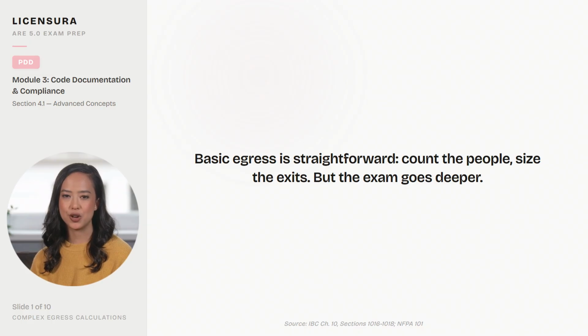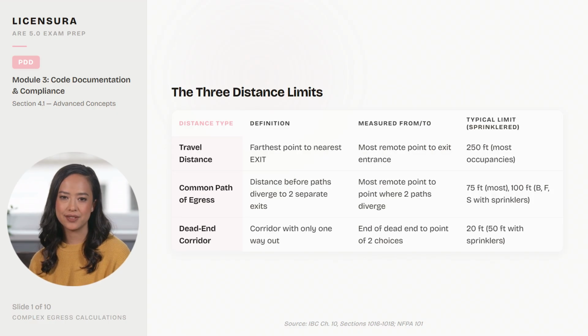Basic egress is straightforward. Count the people, size the exits. But the exam goes deeper. You need to understand the 3 critical distance measurements that limit how you can plan your building: travel distance, common path of egress travel, and dead-end corridors. Getting these confused is one of the most common exam mistakes. The 3 distance limits table is one of the most confused topics on the exam.